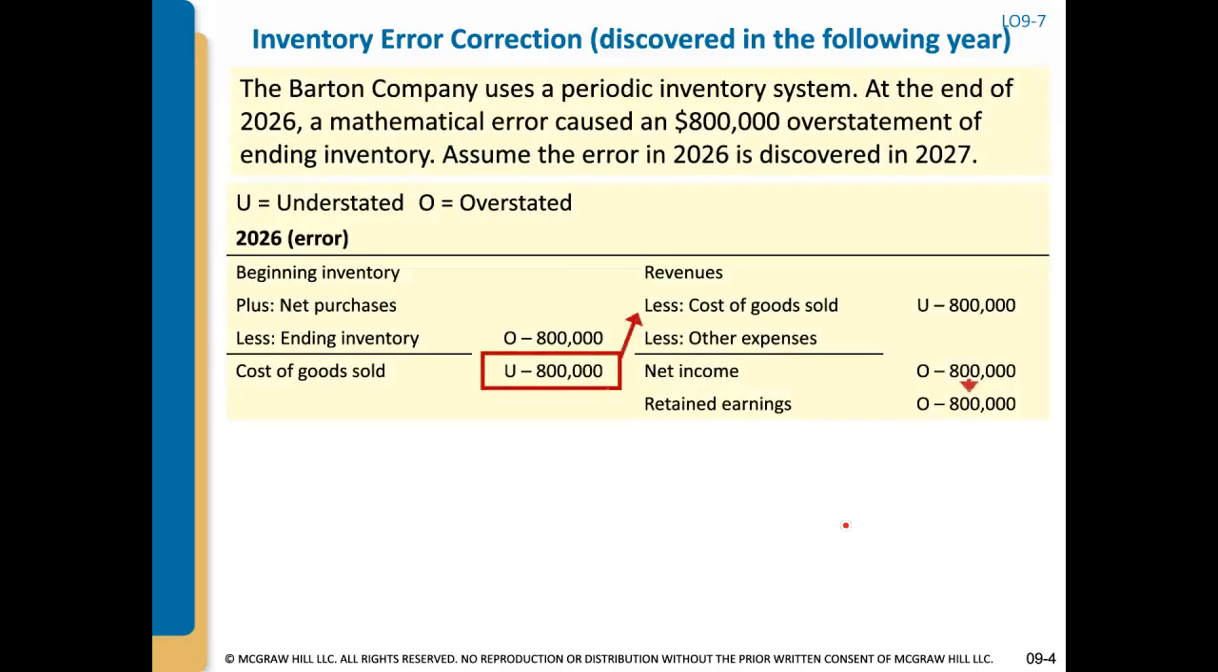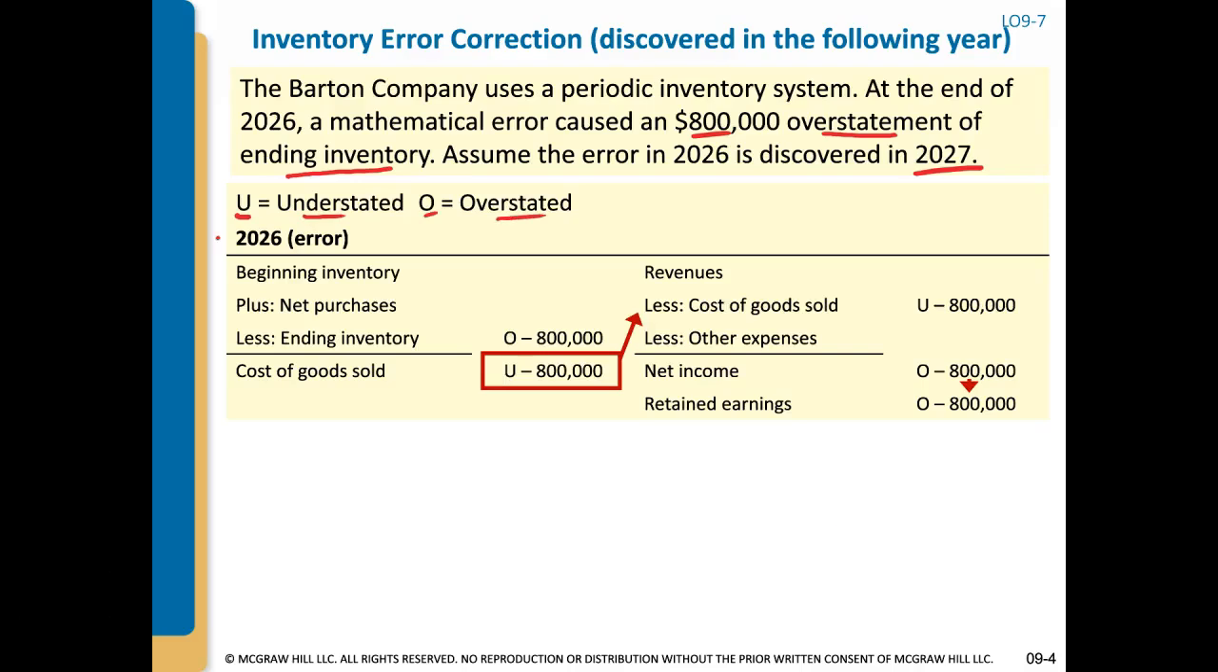Let's go through an example. The Barton Company uses a periodic inventory system. At the end of 2026, a mathematical error caused an $800,000 overstatement of ending inventory, and assume that this error was discovered in the following year, which is 2027. Now, in this problem, when you see U, it means understated. When you see O, it means overstated.